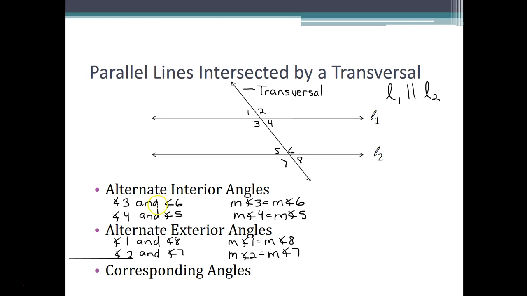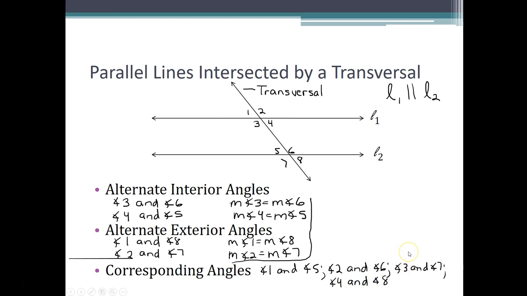And then corresponding angles are in the same position, related to each other. For corresponding angles, you've got angle 1 and angle 5. You've got angle 2 and angle 6. You've got angle 3 and angle 7. You've also got angle 4 and angle 8. Those are corresponding angles. And each pair is congruent here too.